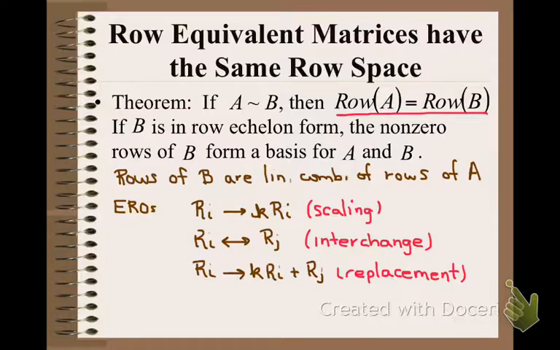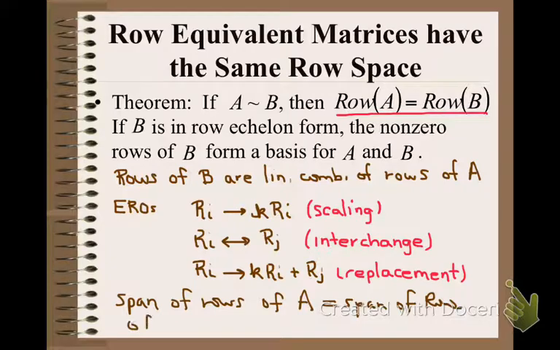So really, elementary row operations are just linear combinations of the rows of A. If we think about what row space means, it is the span of the rows, right? So the row space is the span of the rows of A. If I simply perform linear combinations on the rows of A to get to B, then the span of the rows of A is equal to the span of the rows of B. Hence, the row space for A and the row space for B are the same.